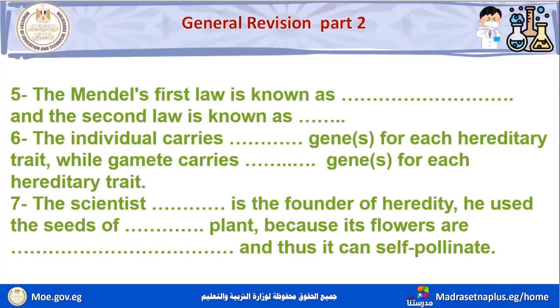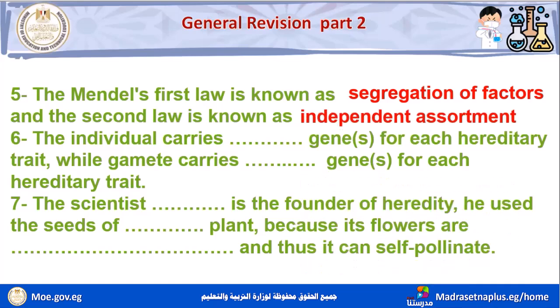Question number 5, complete: Mendel's first law is known as segregation of factors, and the second law is known as independent assortment.